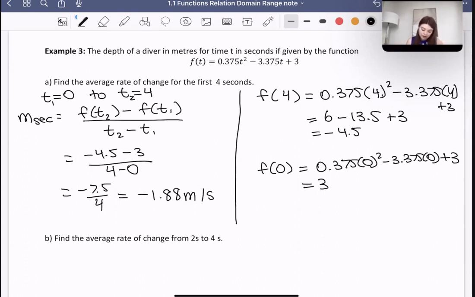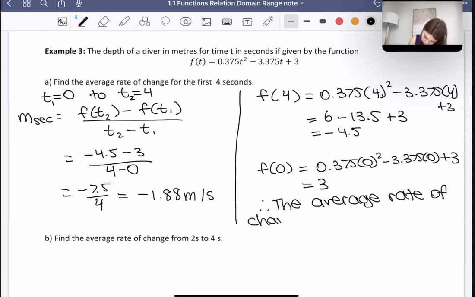So I'm going to write a conclusion statement here and say, therefore, the average rate of change is 1.88 meters per second down or downwards, right? Or we could just say negative 1.88 meters per second as well, but then we wouldn't also say downward because that would be a bit redundant.